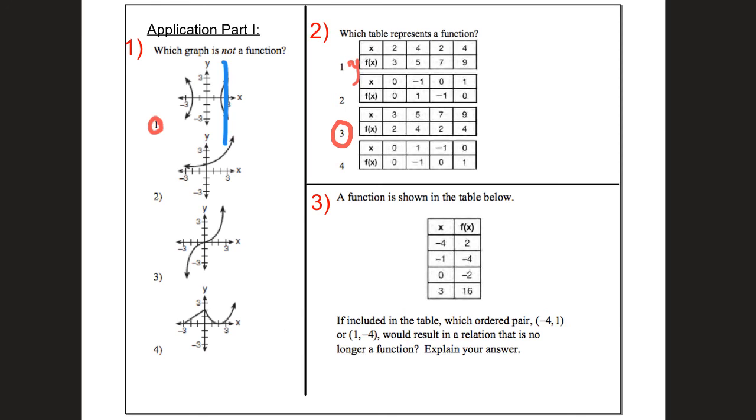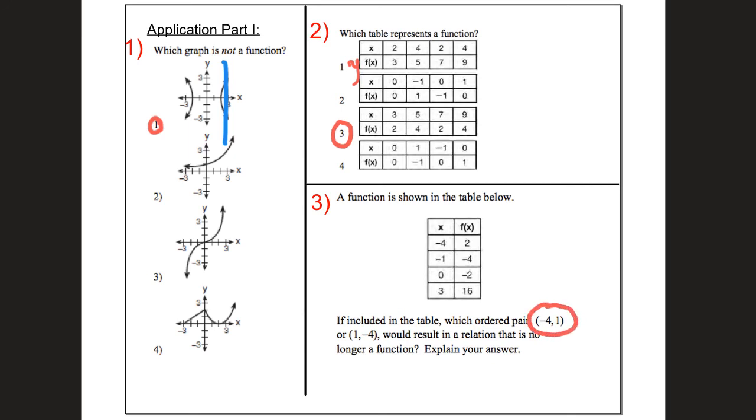And last but not least, if included in the table, which ordered pair, -4, 1, basically which coordinate, or 1, -4, would result in a relation that is no longer a function. So basically it's a 50-50 here. Which of those points would make this not be a function anymore? You could flip a coin if you're really not sure, I guess, but it's going to end up being -4, 1.